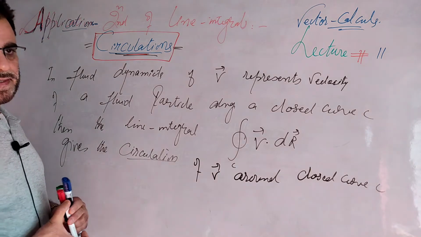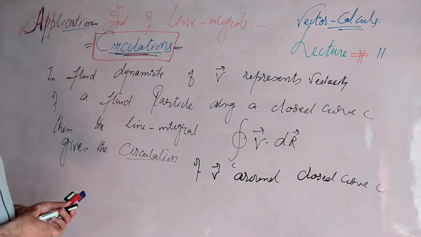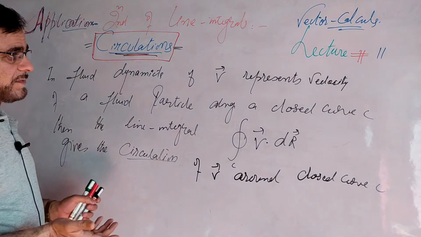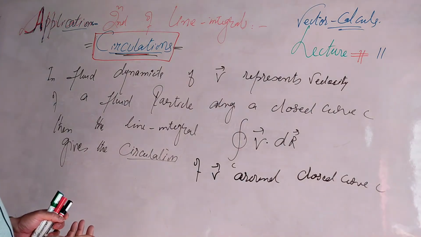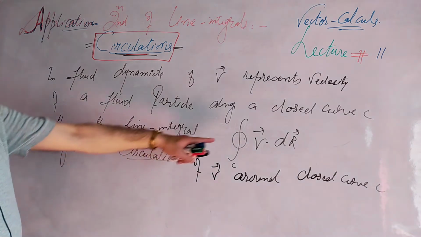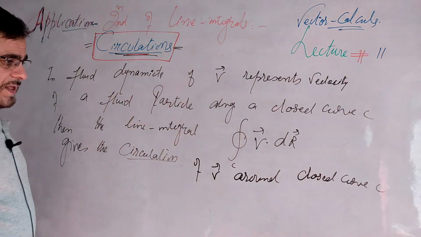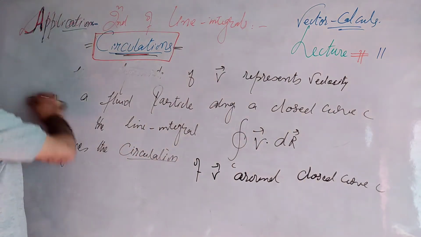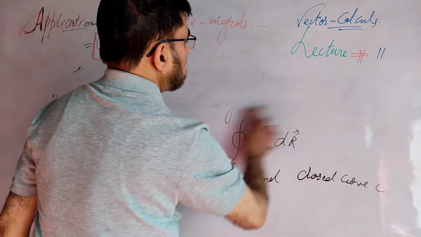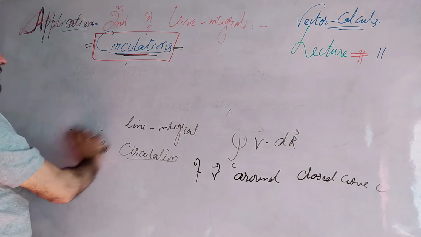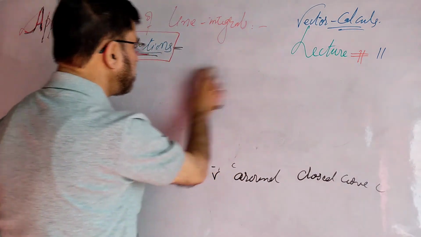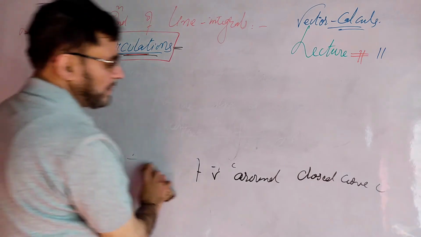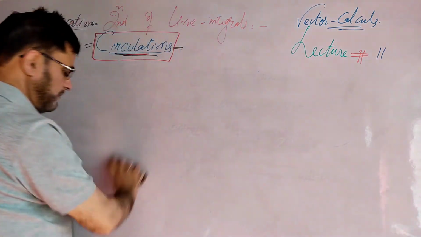So this is the second application of this line integral. With the help of line integral we can find out the circulation of a vector function. It may be a velocity, it may be some force. This gives the circulation. Now I will write one more thing here. Some authors in different books also give a third representation of this line integral, which I will discuss here.